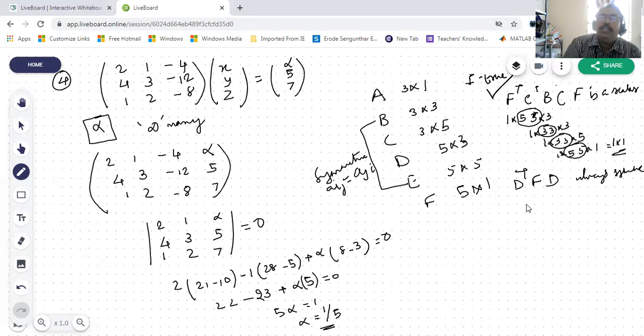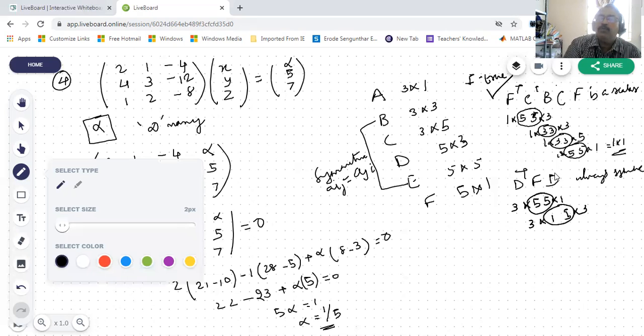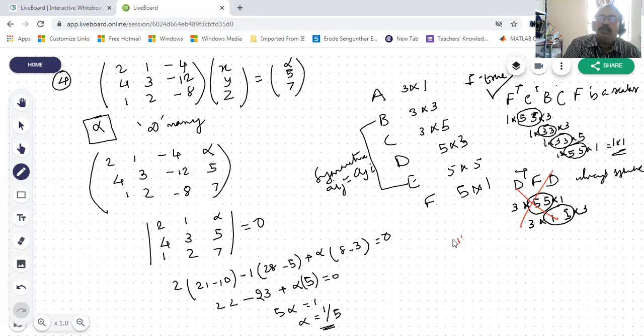Okay. D transpose is 3 cross 5. F is 5 cross 1. So this is 3 cross 1. What is D? 5 cross 3. We cannot give a product. F cross D is also not allowed. So this is not allowed. So we can say that statement 2 is false. Okay, so statement 1 is true, statement 2 is false is the correct answer.